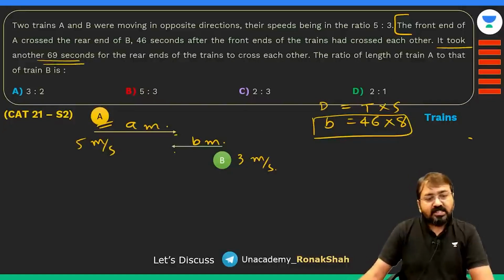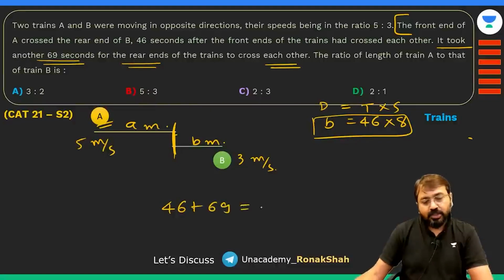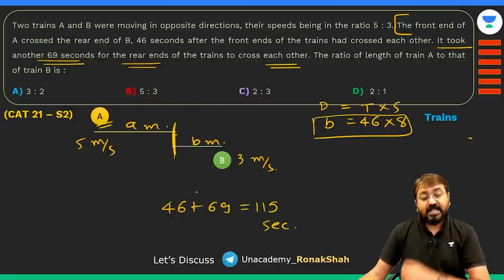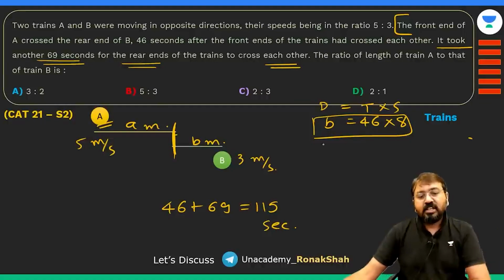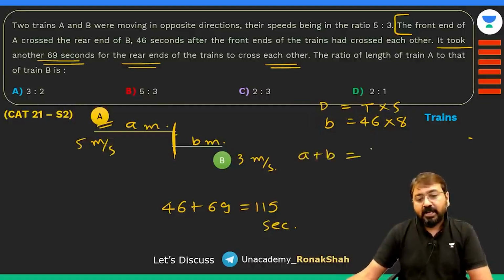It took another 69 seconds for the rear end of the train to cross each other. That means, can I say from this point of time, it took total 46 plus 69. So it is going to be what? 115 seconds to cross both the trains each other. So when two trains cross each other, they have traveled a total distance equal to their lengths at what speed? At the relative speed, which is 8 meter per second, and time is 115 seconds, right?